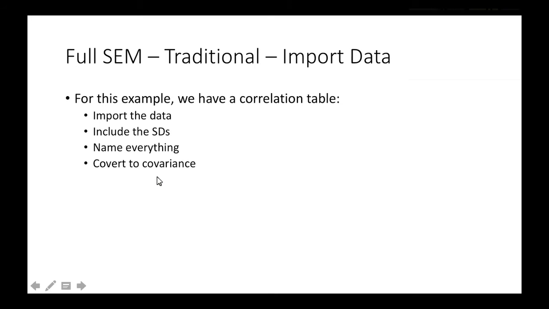So for the example where the code is online, we have a correlation table. So we're going to import that data in correlation format, include the standard deviations, give it all names, and convert to covariance. Because we've talked about all of those several times, I'm not going to go over the code again. If you can't quite get the code or you don't understand what some of that is doing, you should go back and watch some of the earlier videos on CFA where I cover that more in depth.